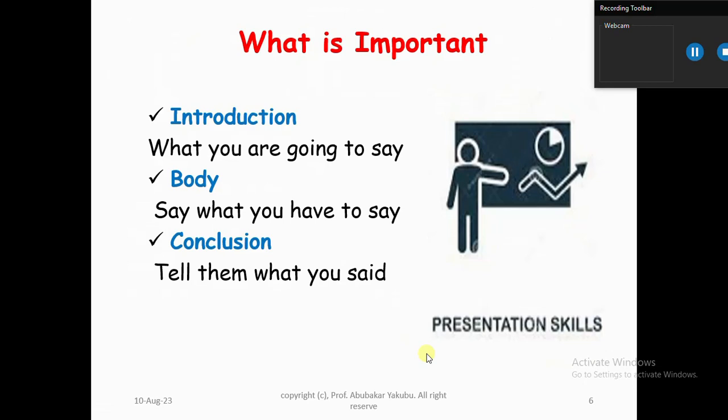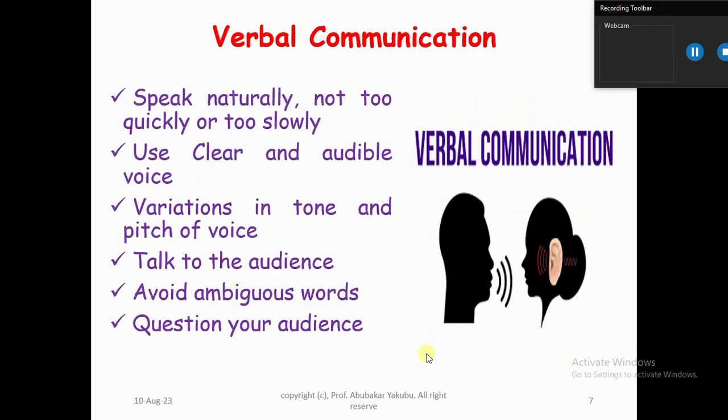The body is to say what you have to say. So the body is to tell your audience what you want to say. And the conclusion should be tell them what you said. So you finish talking about everything you say. Your conclusion is just to remind them of what you have said. And with these three things, I think you're set for a very good presentation.